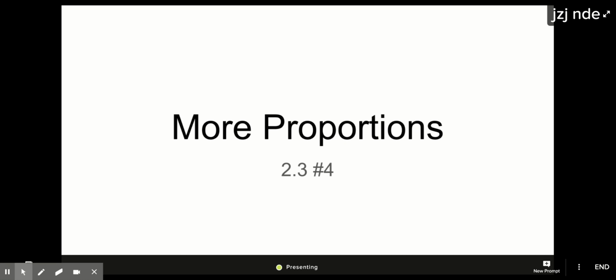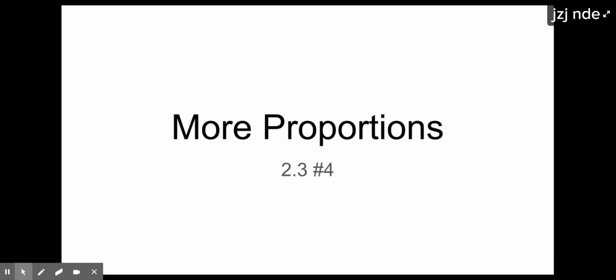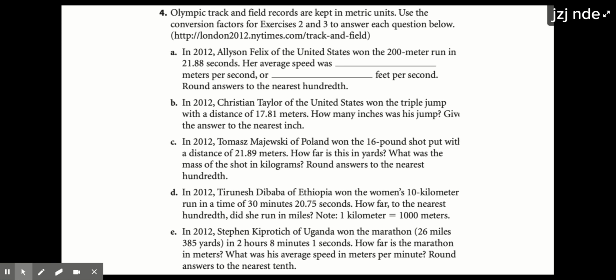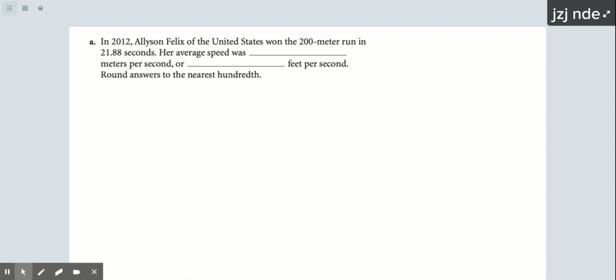Okay, so I want to go over problem number 4 on the more proportions assignment. It was the very last problem on like a 2-page PDF that we did, and it looked like this. And so I'm going to go through each one and talk about them.